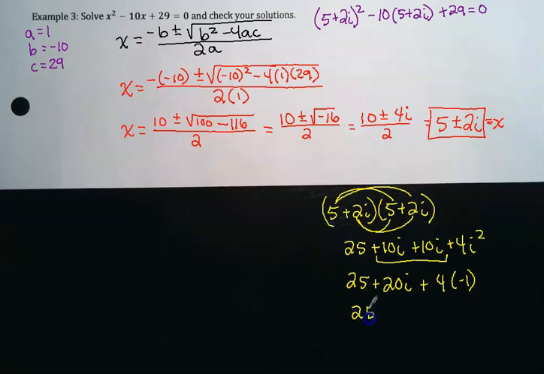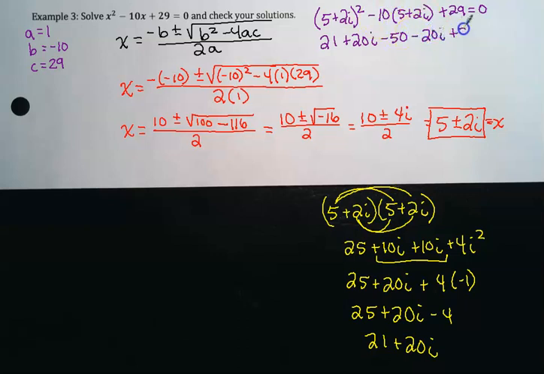Okay, so then we have 25 plus 20i plus negative 4. So let me make that minus 4. 25 minus 4 is 21 plus 20i. Okay, so that was just for this step. So then we've got 21 plus 20i. Okay, negative 10 times 5 is going to be minus 50. Negative 10 times 2i is minus 20i plus 29 equals 0.